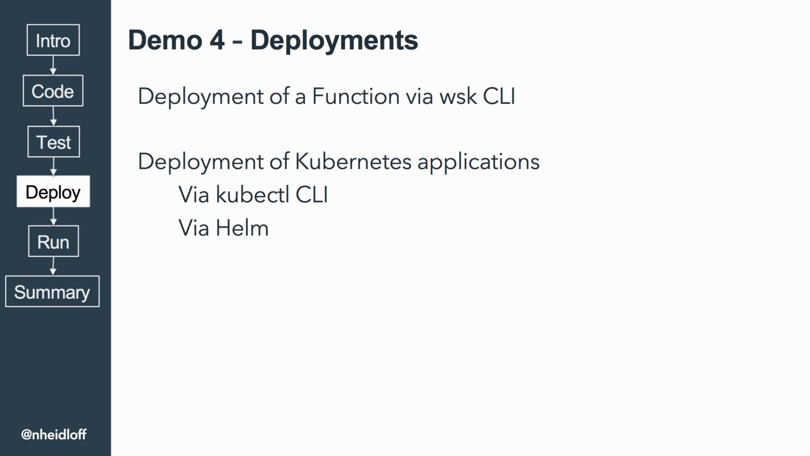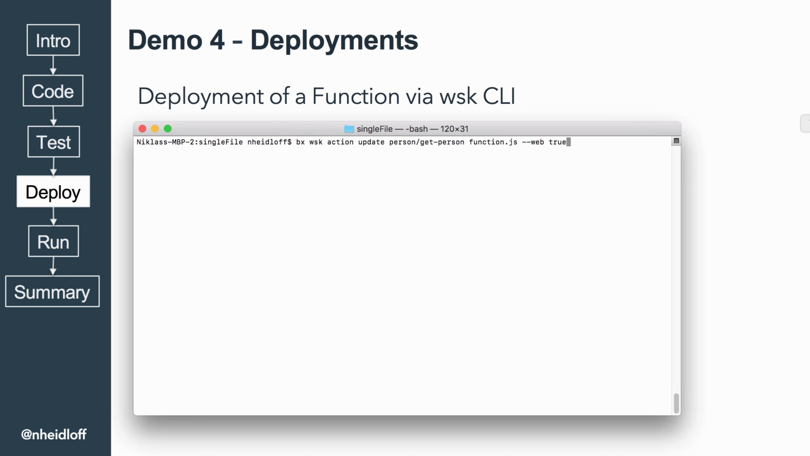Okay, in this demonstration, I'm going to show 3 different ways to deploy functions and Kubernetes applications. First, how to deploy an OpenWhisk function to the IBM Cloud. Then, how to deploy an nginx server to Kubernetes via the Kubernetes CLI. And third, how to deploy a Jenkins server to Kubernetes via Helm, which is the Kubernetes package manager. So let's start with the deployment of an OpenWhisk function.